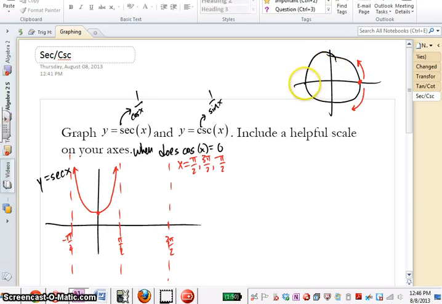Something similar happens on the opposite side of the unit circle, where we have a cosine value of negative 1. Here we're looking from pi over 2 to 3 pi over 2. At an angle of pi, we have a cosine value of negative 1, which means we have a secant value of 1 divided by negative 1, or negative 1. And if you go in either direction, we're going to take 1 and divide it by a negative number. So we see this pattern.